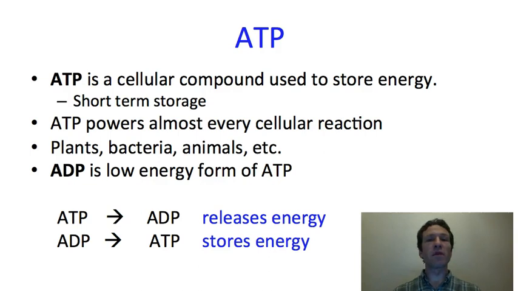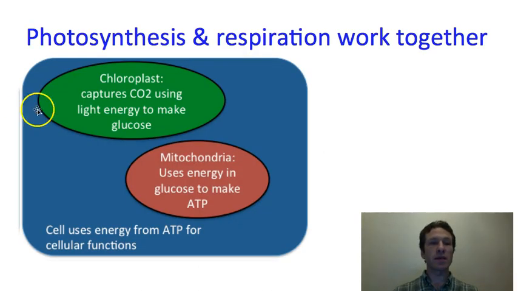This is review. We've already talked about ATP, but it will be important. So ATP, remember, is a cellular compound used to store energy. And we've said it's only good for short-term energy storage, which is why the plant instead makes glucose when using sunlight and performing photosynthesis.